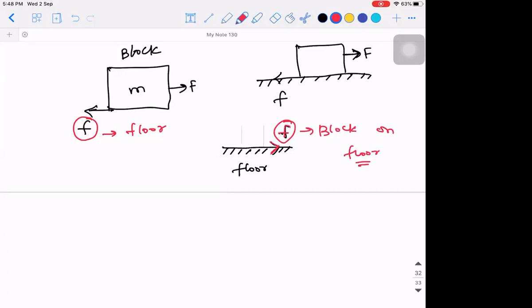But what will ultimately happen? The force exerted by the block on the floor is not sufficient enough to move this floor. That is why we never speak about it, but this happens. So what is the important point to be noted here? A very important point that you need to note here is that friction is an action-reaction pair. Means if on one object it is acting to the left, on the other object it will act to the right, where it is trying to oppose the relative motion between both the layers.